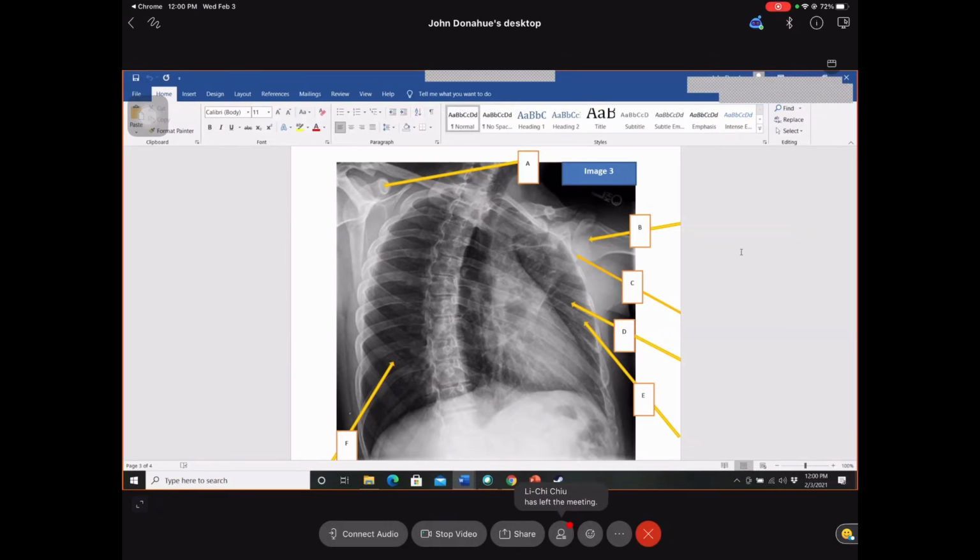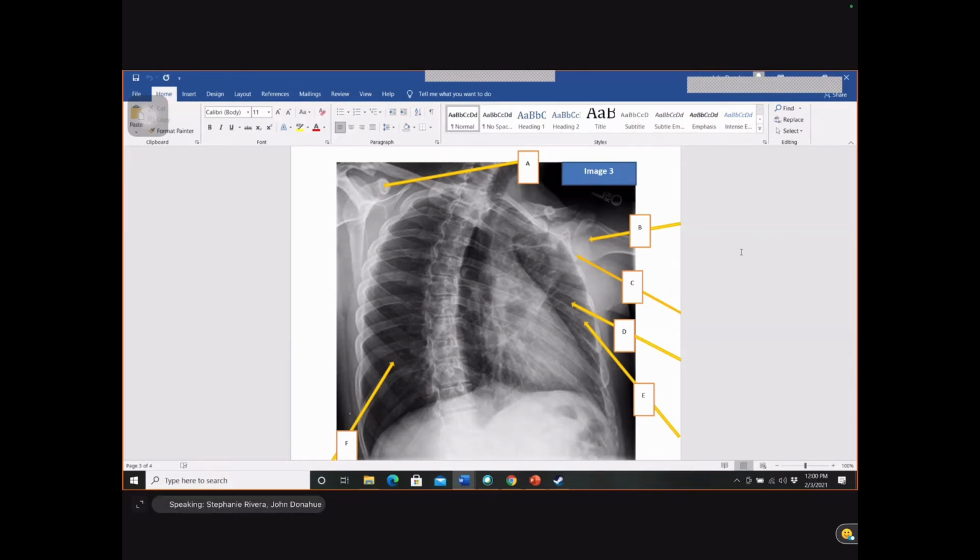C, I was wanting the joint name. Is it the sternal-humeral joint?